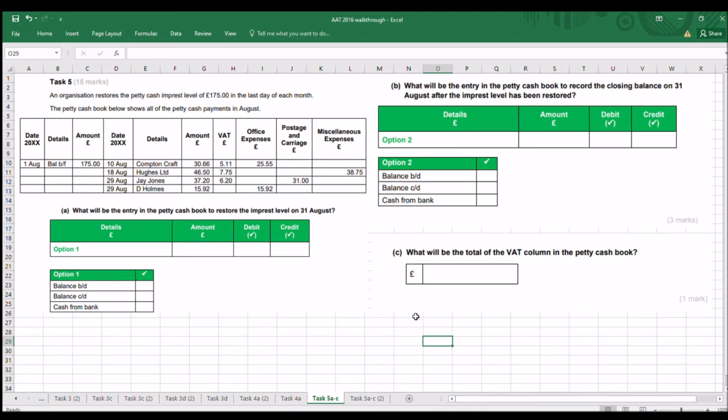And then what's the VAT column in the cash book? It is 7 marks, but probably about 5 minutes. We'll come back in 5 minutes and give you the answer.